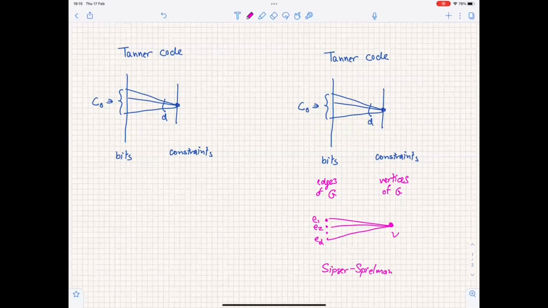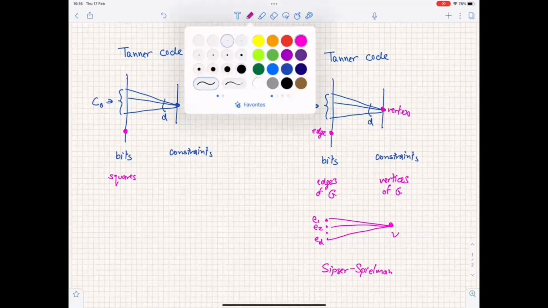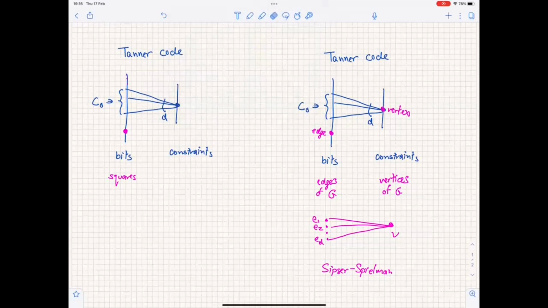The code that I'm talking about today is almost the same, except for this bipartite graph, I put the bits on the squares. Every bit here was an edge, every vertex here was a vertex. Maybe I change color, now I move to green. Now every vertex here is going to be a square. So these are going to be the squares, and the vertices here are going to be the edges.